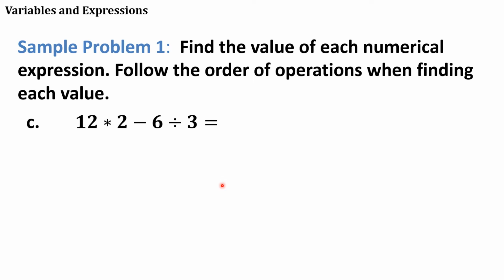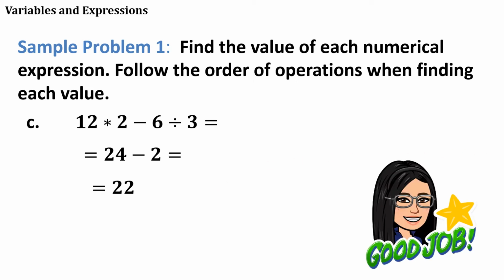Let's do another here, and it says, again, follow the order of operations. What will be our first step? If you are saying that we're going to multiply and divide from left to right, you are correct. Again, you can pause this video at this point, try to solve it in your notebook, and check out the answer in the next slide. As you can see, I first multiplied, then I divided from left to right, then I did my subtraction, and the answer was 22. So if your answer was 22, good job.